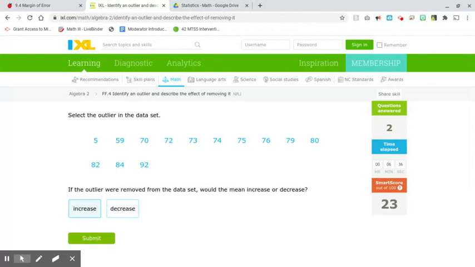Really quickly, there shouldn't be many questions. You want to identify which number is the outlier, and then when you get rid of it, does it increase or decrease your average?